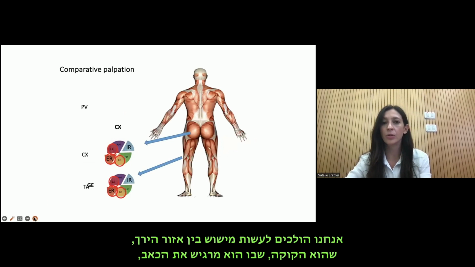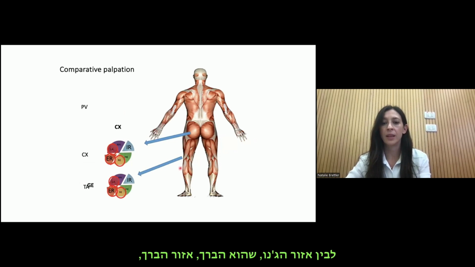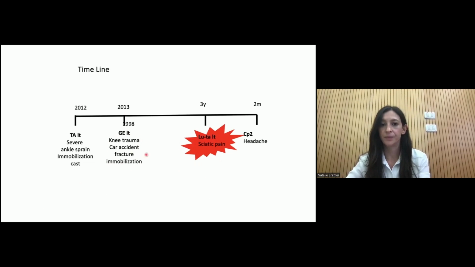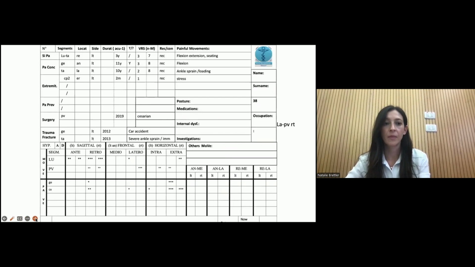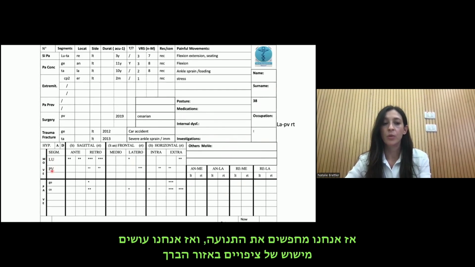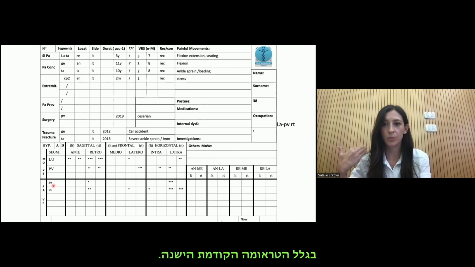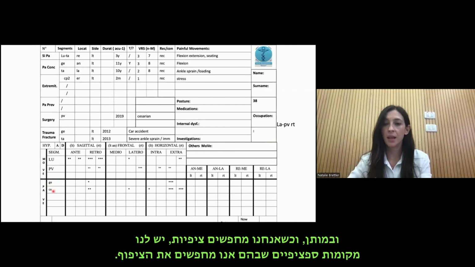So where are we starting? We're going to do a palpation between the area of the hip, which is the coxa, where he feels the pain, and the area of the geno, which is the knee, because of the previous history here. Okay, geno is actually the knee. So we are looking at the movement, and then we are doing palpation of densifications in the area of the knee due to the old previous trauma, and in the hip.